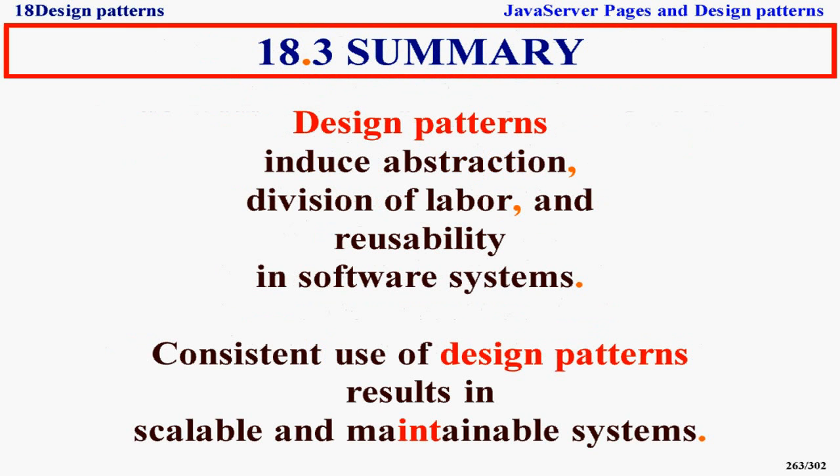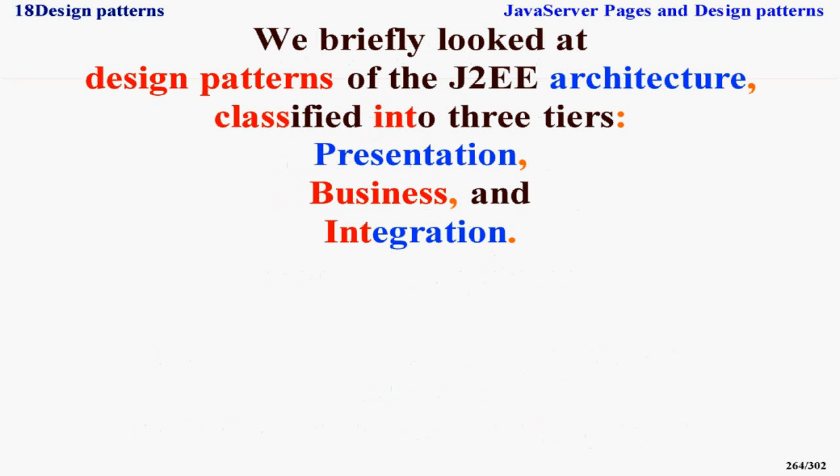18.3 Summary. Design patterns induce abstraction, division of labor, and reusability in software systems. Consistent use of design patterns results in scalable and maintainable systems. We briefly looked at design patterns of the J2EE architecture, classified into 3 tiers: presentation, business, and integration.